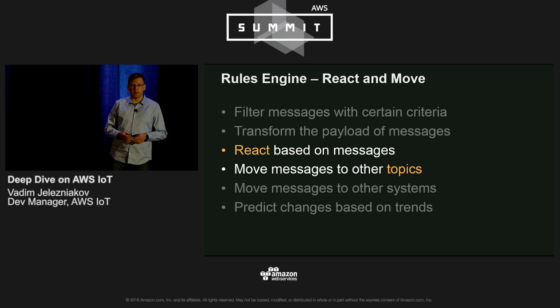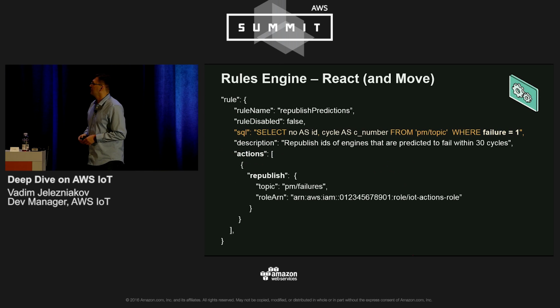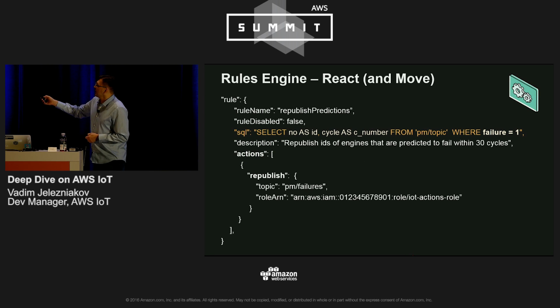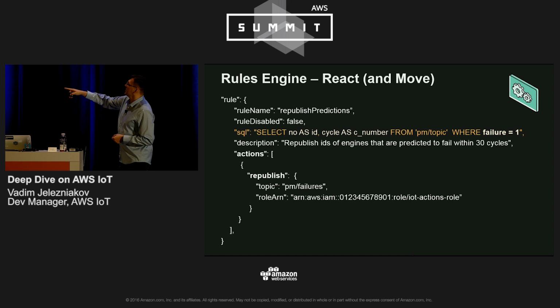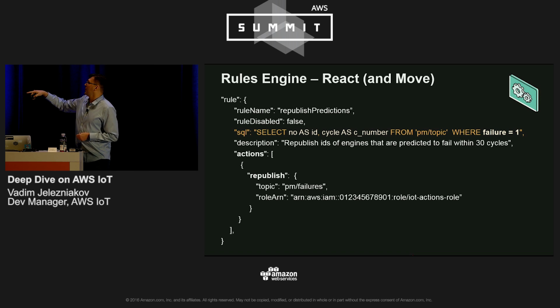Now, the second set of capabilities for the rules engine is reacting and moving messages to other topics. And again, in this case, this is an example rule, and it shows that we select certain keys from the JSON payload. We name them differently, and then we only do it for the payloads that have failure set to 1.